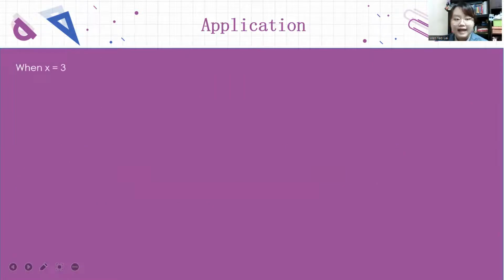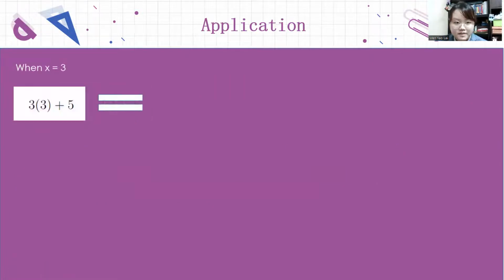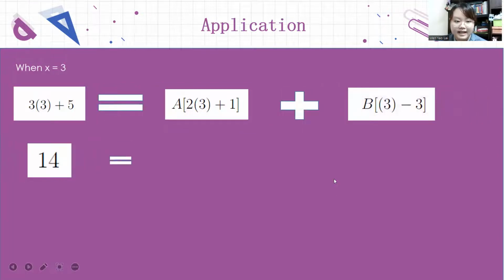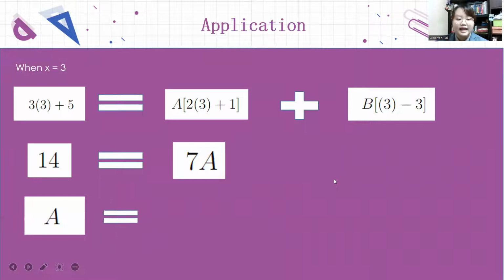First, let x be 3. We need to substitute 3 into both sides of the equation and simplify it. And last but not least, we will get A equal to 2.